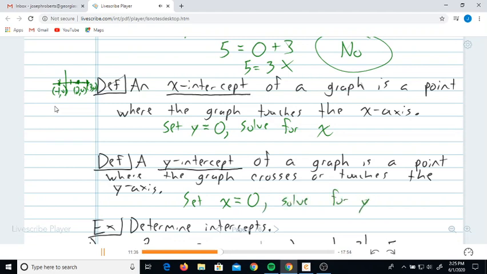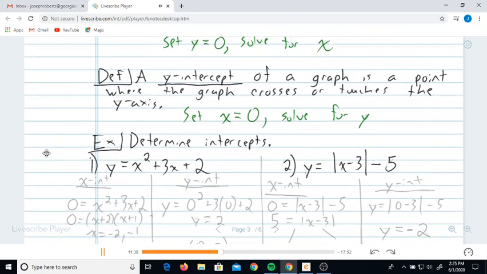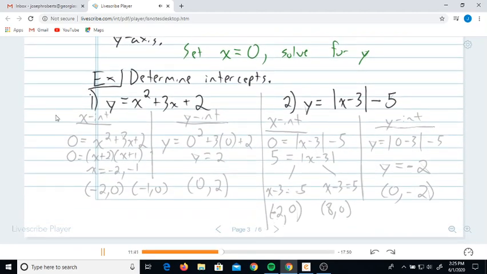So x-intercepts and y-intercepts are separate. The only point in existence that is both an x-intercept and a y-intercept is what we call the origin, which is at coordinates 0, 0. So when it says determine intercepts, I want x-intercepts and y-intercepts, and those are separate. So we're going to treat those as separate problems.